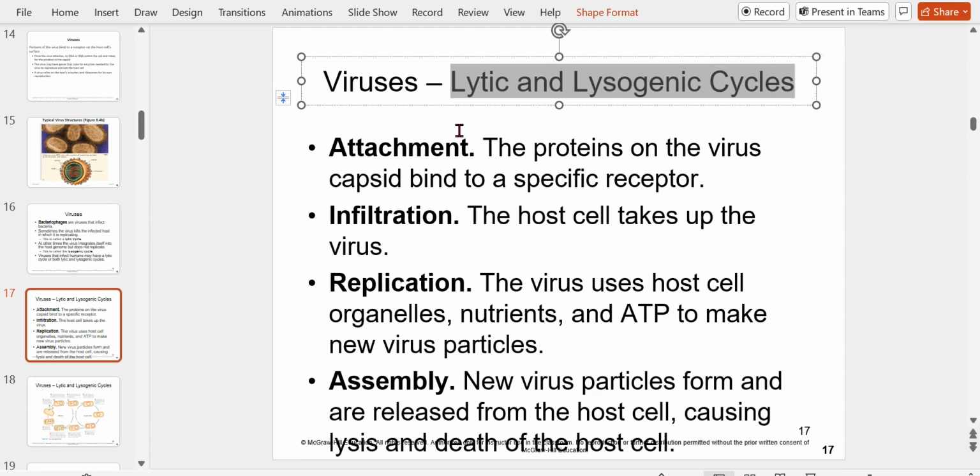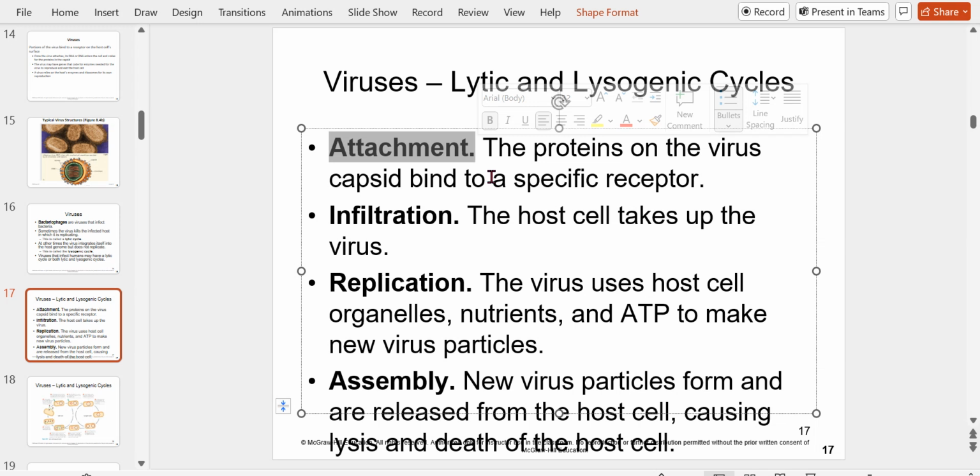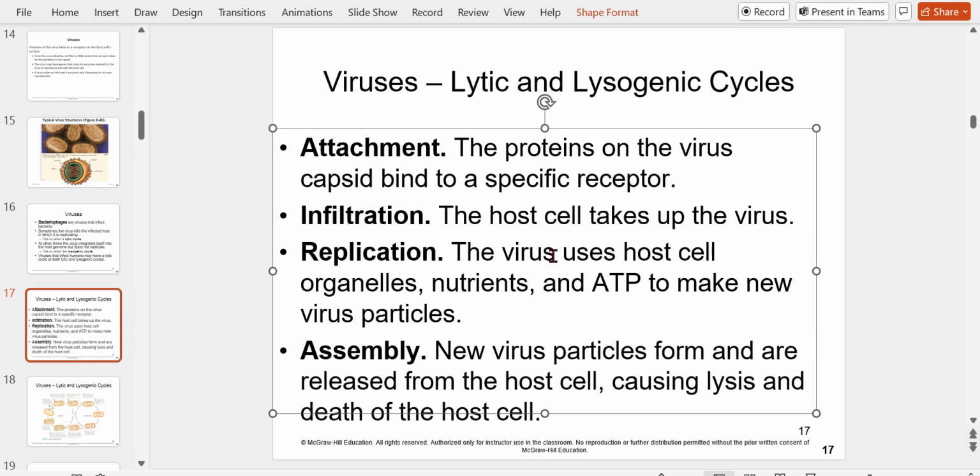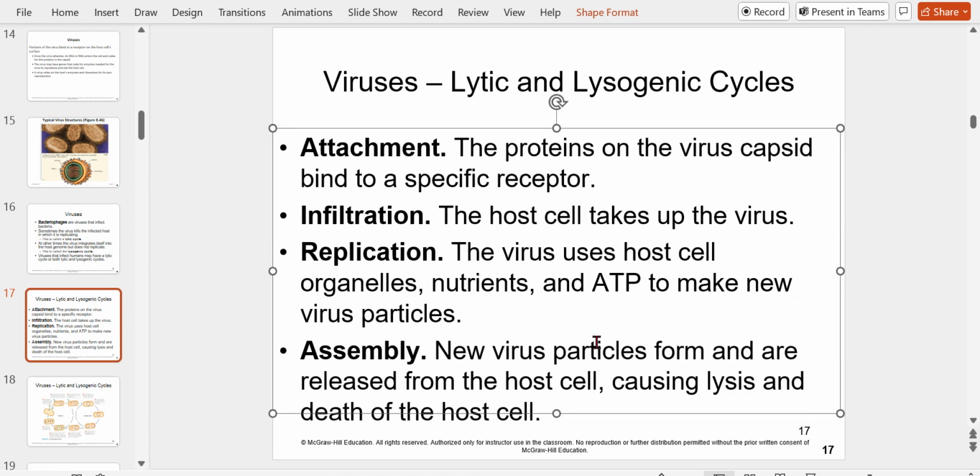Lytic and lysogenic cycles, here we're talking about the attachment, where the protein on the virus capsid binds to a specific receptor. Then there is infiltration, where the host cell takes up the virus. Then there is replication. The virus uses the host cell organelles, nutrients, and ATP to make new virus particles. And then there is the assembly. New virus particles form and are released from the host cell, causing lysis and death of the host cell.